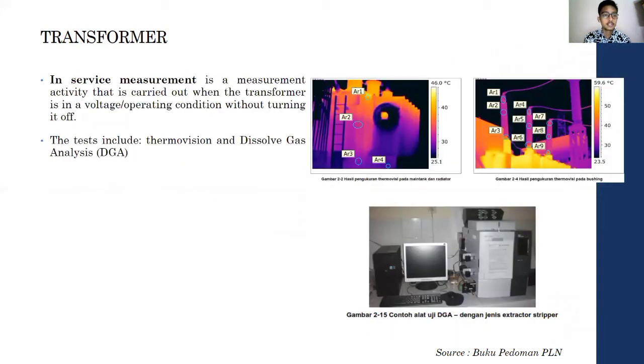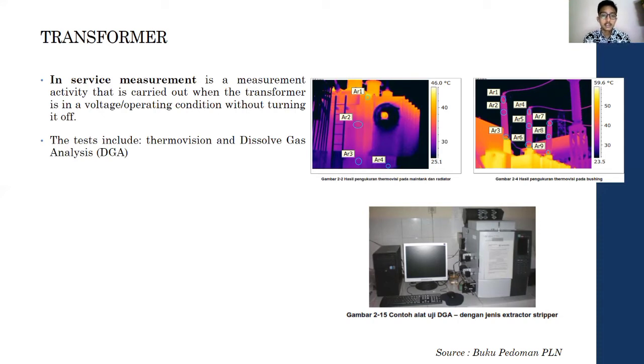And then the second one is in-service measurement. In-service measurement is a measurement activity that is carried out when the transformer is in a voltage or operating condition without turning it off. The tests include thermovision and dissolved gas analysis or DGA. Thermovision is a temperature monitoring method to see whether there are abnormalities in the transformer by using thermovision or thermal image camera. Thermovision is done on several parts, including main tank, OLTC tank, radiator, and bushing.